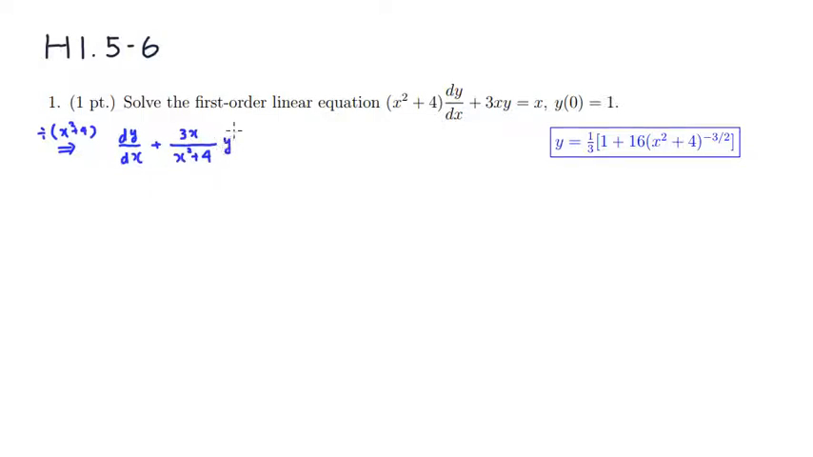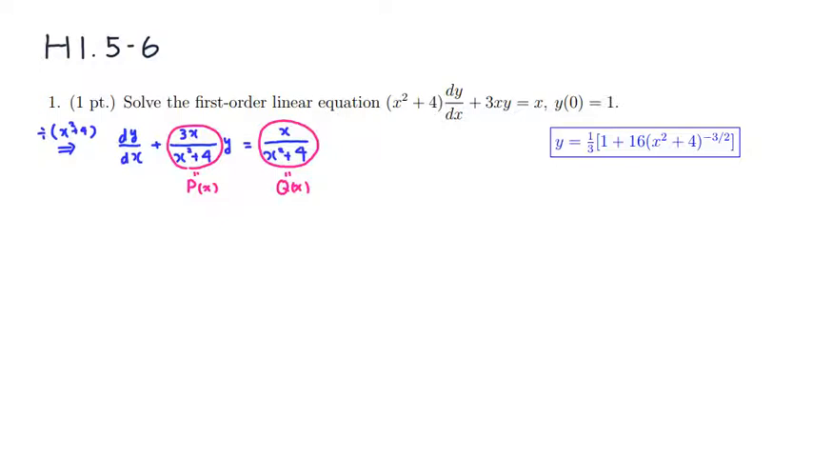y is equal to x over x squared plus 4. So let's identify p of x and q of x. In this case, the expression in front of y is our p of x, and then the right hand side is q of x. So let's find the integrating factor.